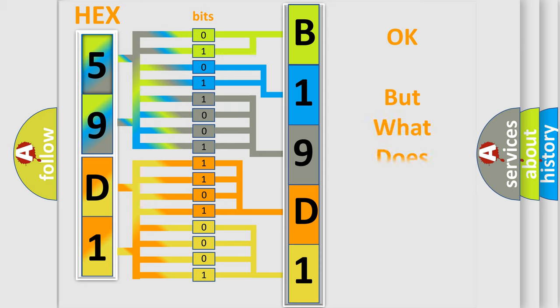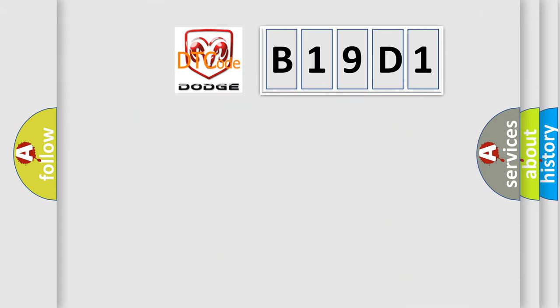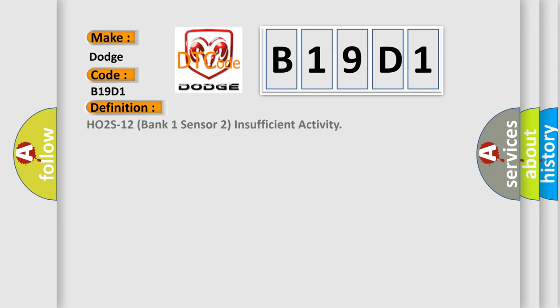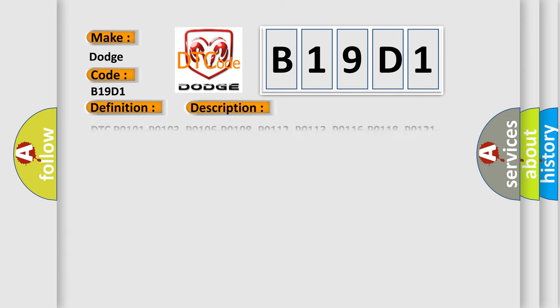The number itself does not make sense to us if we cannot assign information to what it actually expresses. So, what does the diagnostic trouble code B19D1 interpret specifically for Dodge? The basic definition is HO2S12 bank 1 sensor 2 insufficient activity. And now this is a short description of this DTC code.